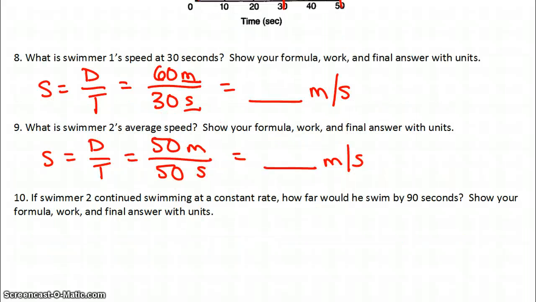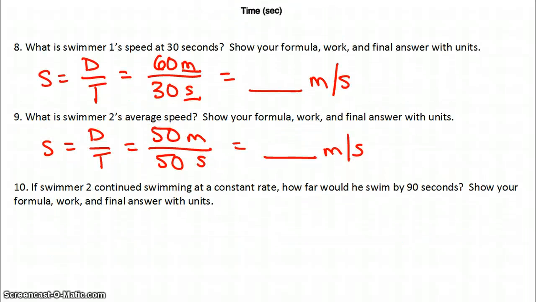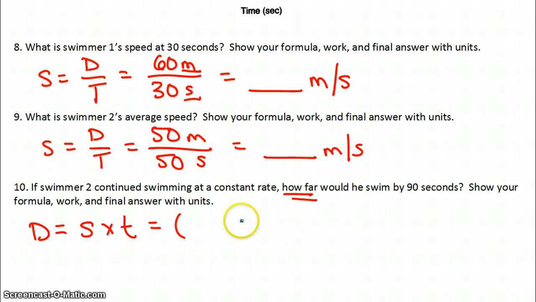All right, let's look at the last question, number 10. If swimmer 2 continued swimming at a constant rate, how far would he swim by 90 seconds? How far? They want us to find a distance. We know distance is speed times time. Well, we could fill in our time really easily. They give us that right here, 90 seconds.